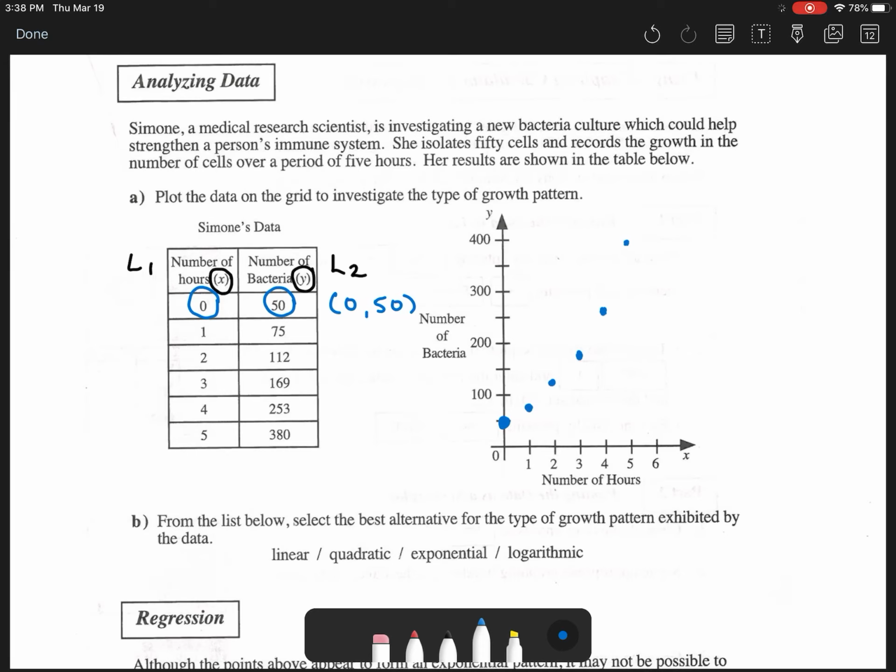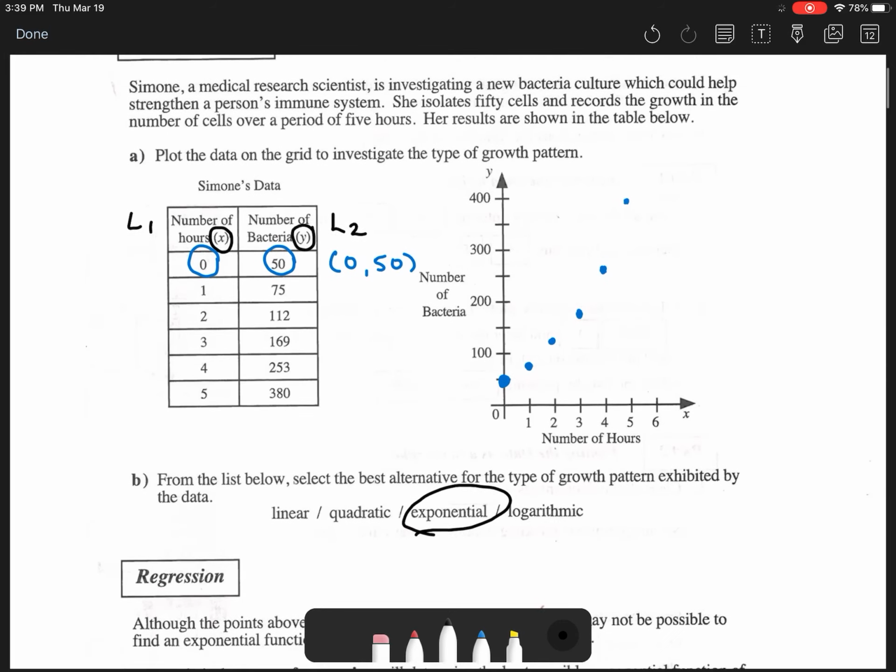Now, based on the shape that we have created there, it says from the list below, select the best alternative for the type of growth pattern exhibited by the data. So when we take a look at that, from what we know, that is most likely going to be exponential, right? Linear we know is a straight line, quadratic produces a parabola, and logarithmic is the inverse of the exponential function. So this is going to be exponential.